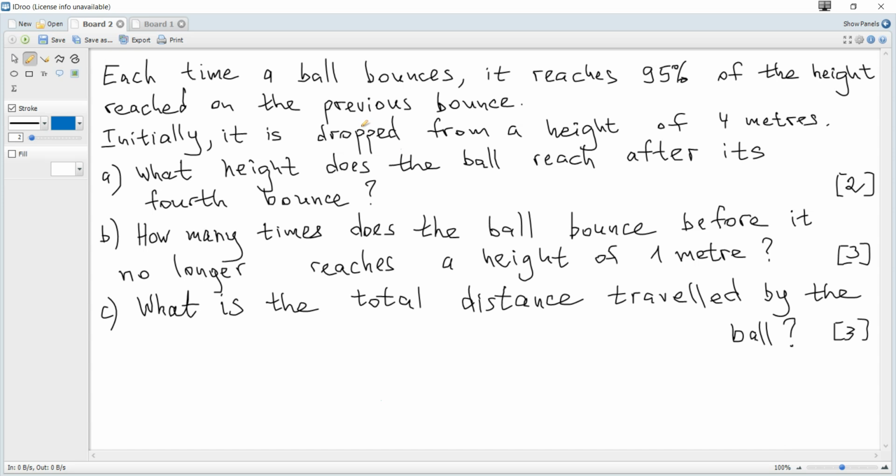Each time a ball bounces, it reaches 95% of the height reached on the previous bounce. Initially, it is dropped from a height of 4 meters. Question A. What height does the ball reach after its fourth bounce?